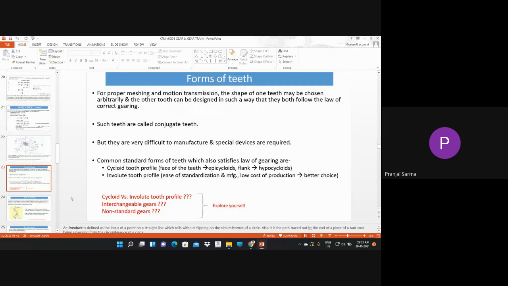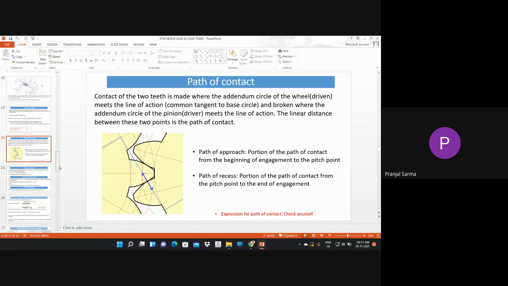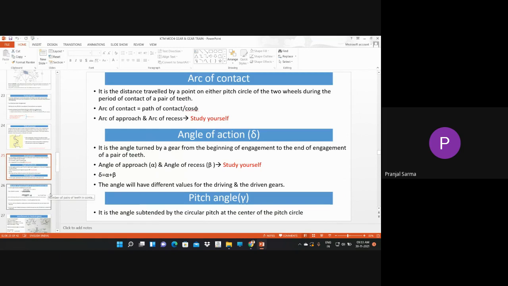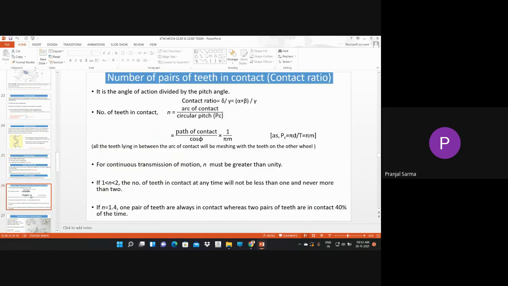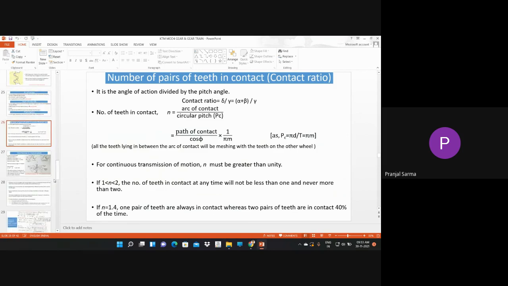Then we have also discussed the different forms of gear tooth, like the cycloidal tooth profile as well as the involute tooth profile. I told you to go through these two in detail. Later on we have discussed the path of contact, arc of contact, and different angles like angle of action, pitch angle. Then we found out what we understand by contact ratio, that is the number of teeth in contact. It is given by the arc of contact divided by the circular pitch. And we know that for proper contact, the contact ratio should always be greater than one. At least one pair of teeth has to be in contact for proper motion transfer.